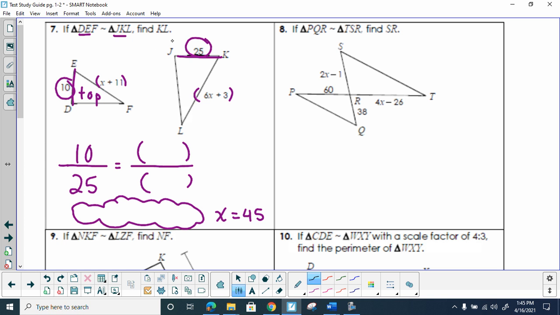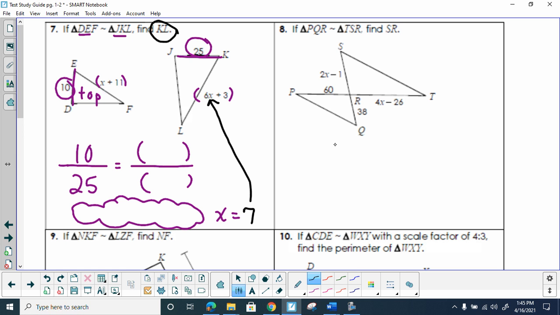But in this case, we have to find the length of KL. So you're going to have to plug that back in right there. You'll have to do 6 times 45 plus 3. You get that final, or is that minus 3? Plus 3. Wait, I didn't do that right. Hang on, back up. That's not supposed to be 45. This is supposed to be 7. Sorry about that. You'll plug 7 in up there.